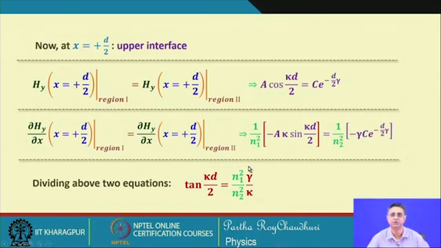But this time for TM modes, the difference is that you have n1 square by n2 square, which are the refractive indices square associated with that layer. Gamma is the x component of the propagation vector for the cladding layer, and the refractive index of that layer is n2 square. Similarly, this is the x component of propagation constant for the core, which is associated with the refractive index of this.